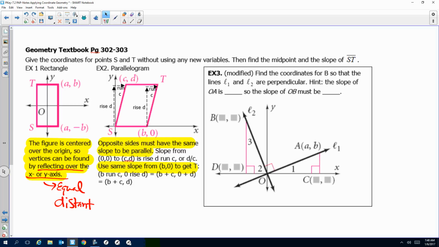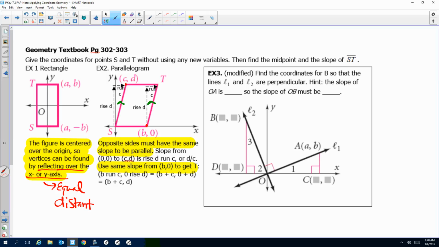All right, so here's your notes. It goes over that fact, but we're going to talk about when we're dealing with a parallelogram and using your opposite slopes. So you might want to do this with me. If we're looking at opposite slopes, opposite sides have the same slopes, so they're parallel. To find my T coordinate, I know that right here, this is on the x-axis, so it has to be (b, 0). That's given to us.